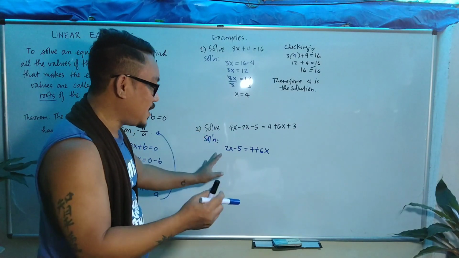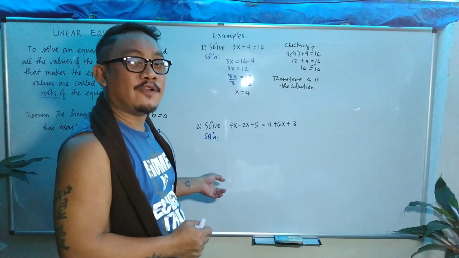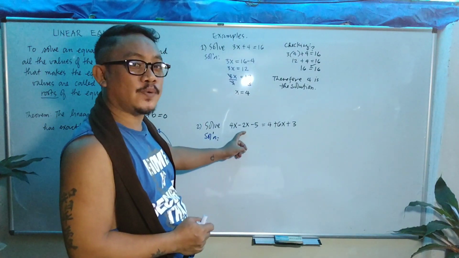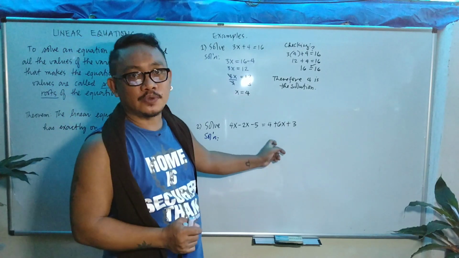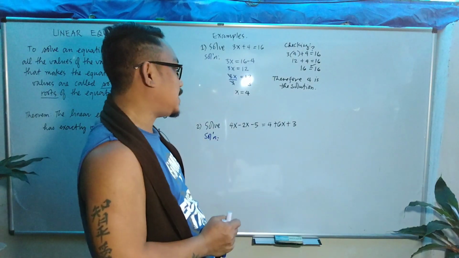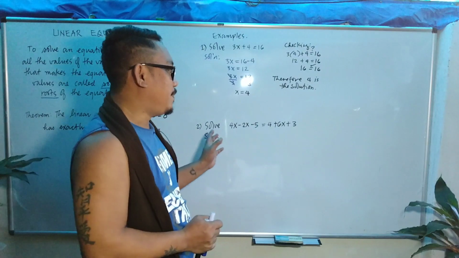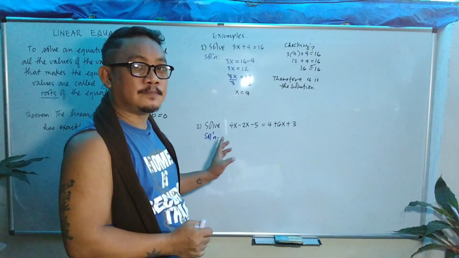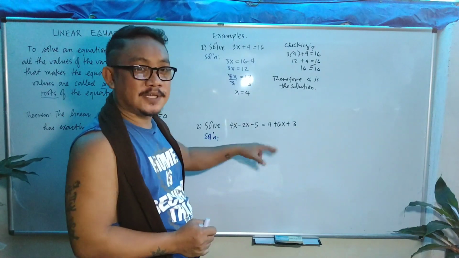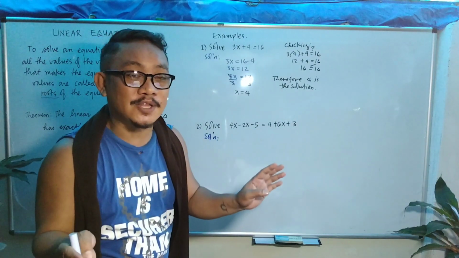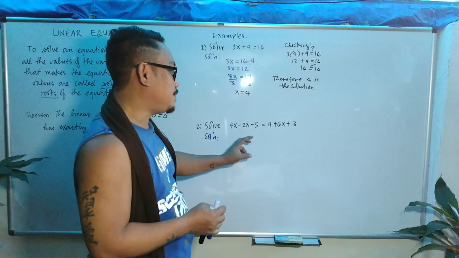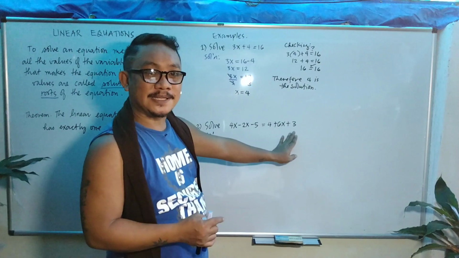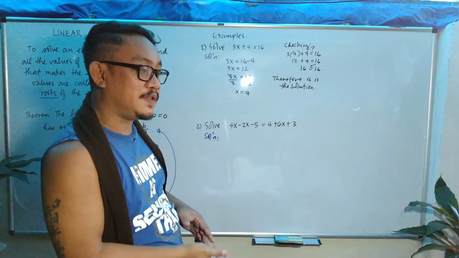From this point, now let us solve example number 2. Solve 4x minus 2x minus 5 is equal to 4 plus 6x plus 3. So, before we directly solve the equation, let us first analyze what is given, and what else we can do before we solve. As we observe, we can still combine terms on the left side of the equation, and also on the right side of the equation, before we solve for the variable x.